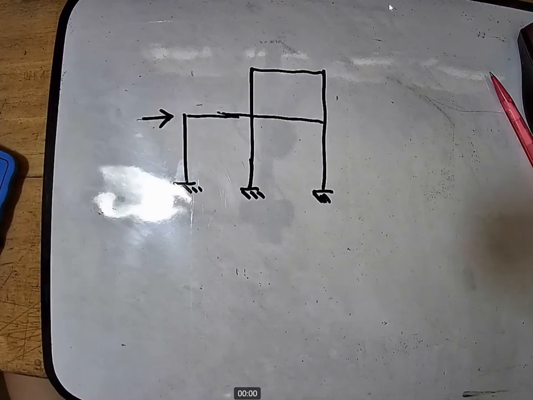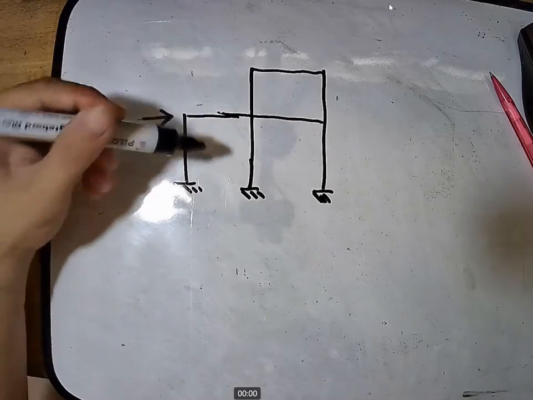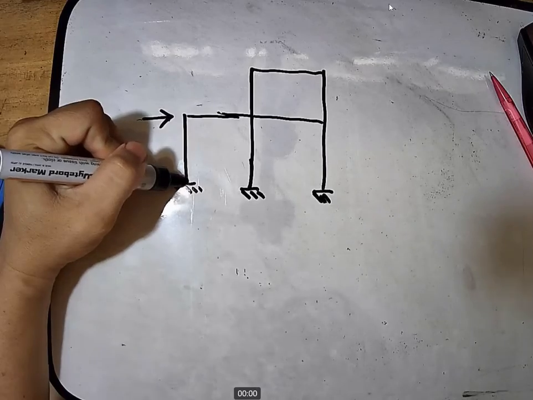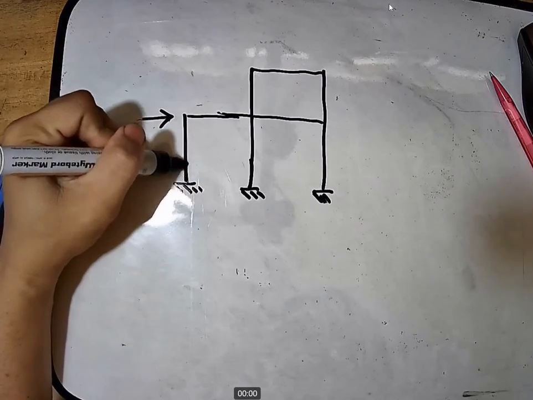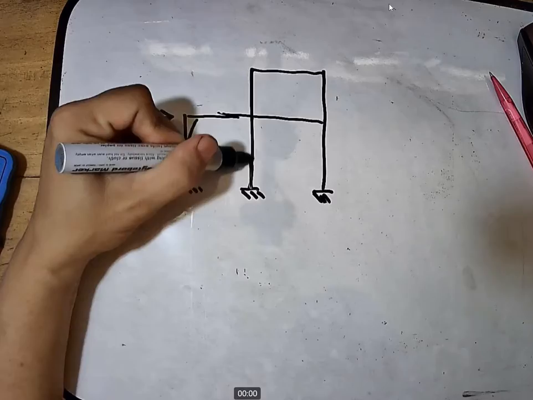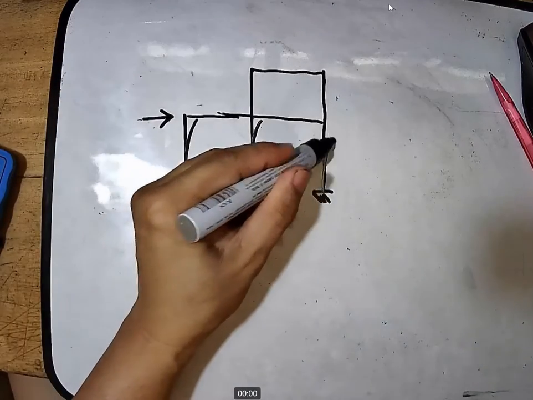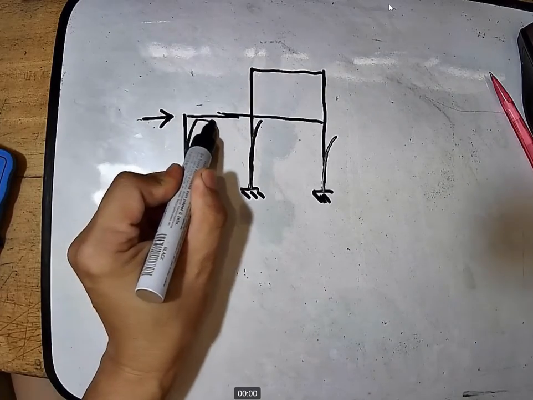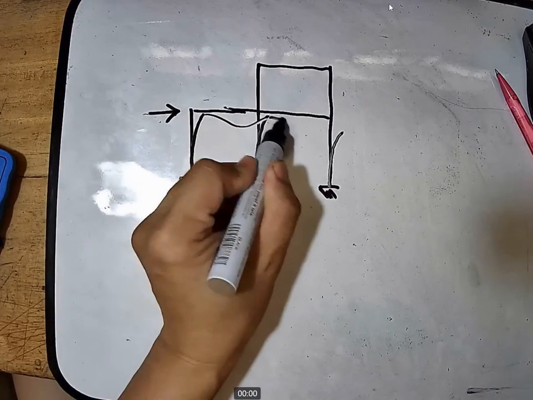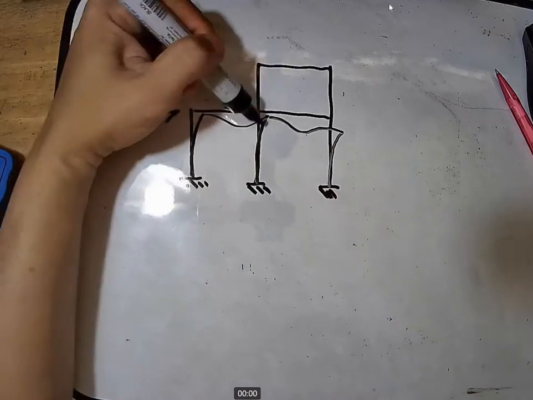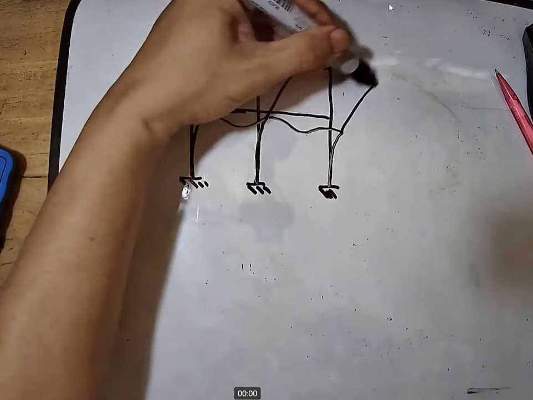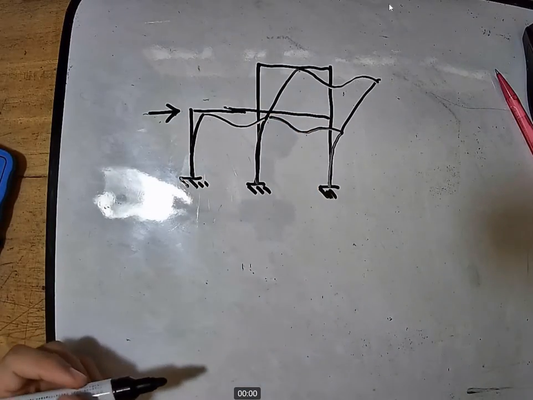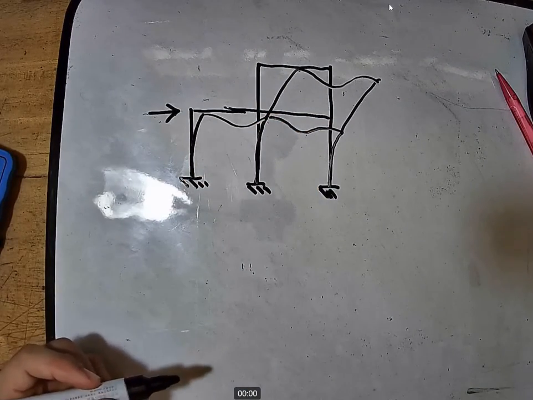Okay? So, it will deflect something like this. Since it is fixed here, your angle of rotation is 0. So, it will be like this, like that, then like this. What will happen here? It will be something like this. Again like this. Then it still stays like this. And something like that are its displacements. Okay?